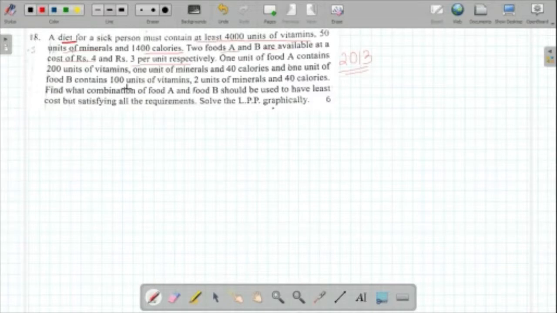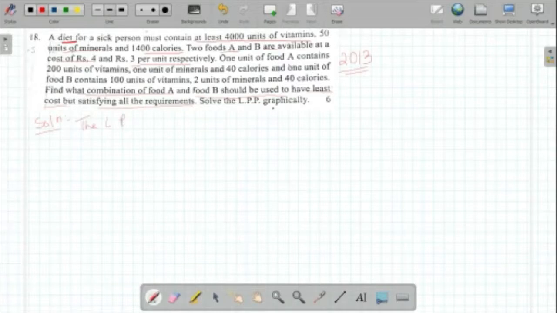Now the question: first of all, we are going to find what combination of food A and food B you should use. You have to have at least cost, that is, minimize the cost while satisfying all the requirements. Now, let's see the solution.